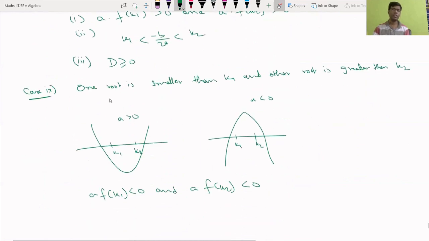And the last case was when one root is smaller than k1 and the other root is greater than k2. So in that case, we have k1 and k2 both lying between the roots. So we have these two conditions. That is, a f of k1 should be less than 0 and a f of k2 should be less than 0. So these are the different cases which we will have to use.